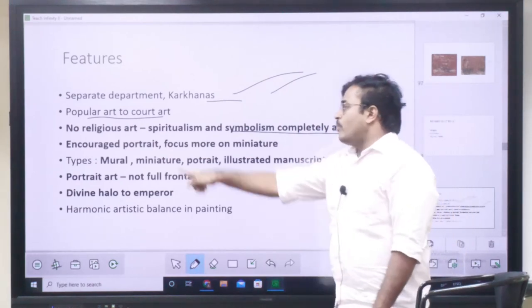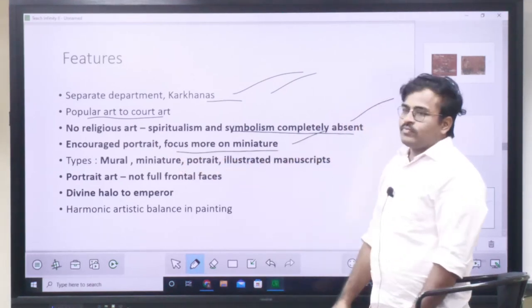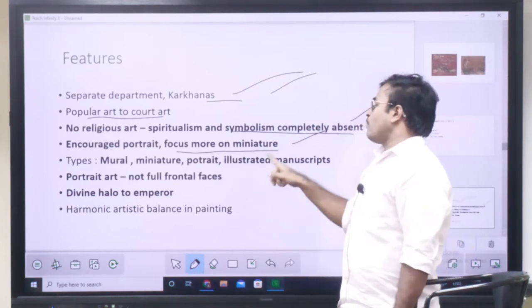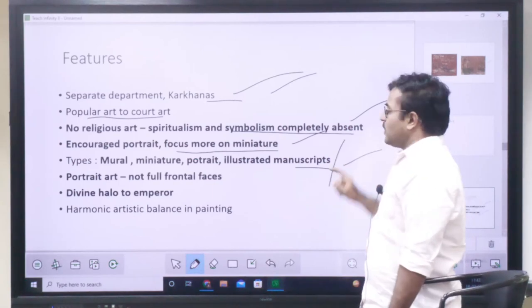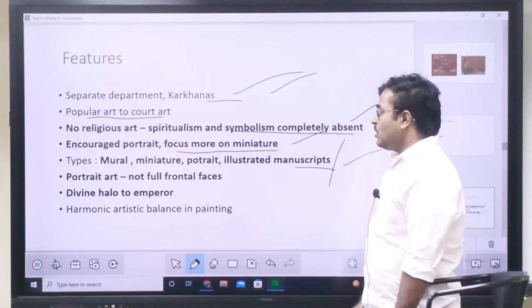They encouraged portraits and focused more on miniature. The types are mural, miniature, portrait, illustrated manuscripts. Then along with that, Muraqqa is also there. Muraqqa, I'll talk about it later. Anyhow, it is given here.